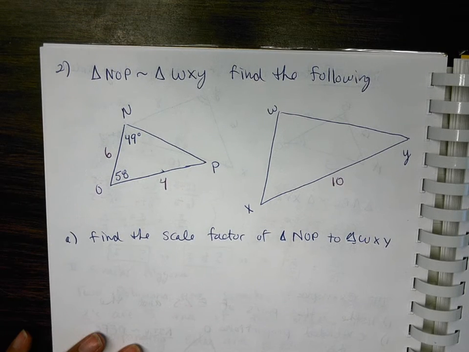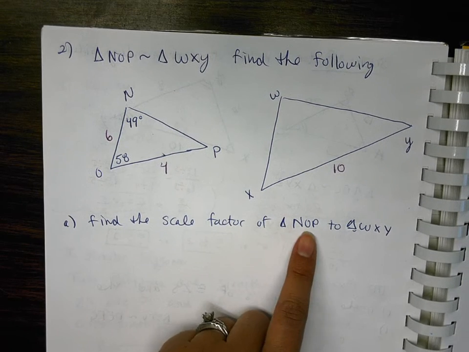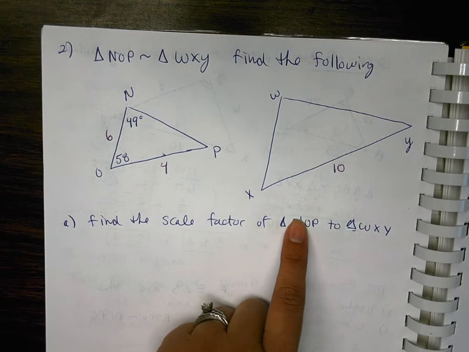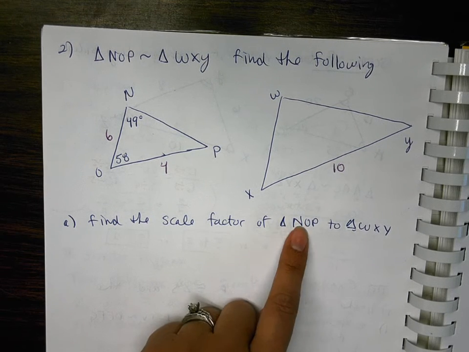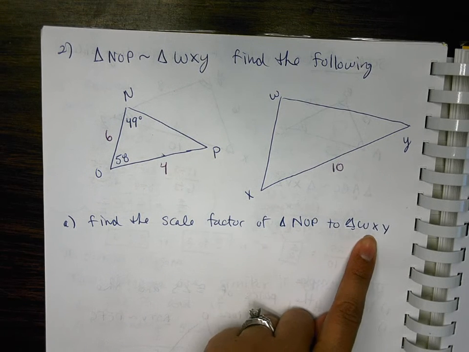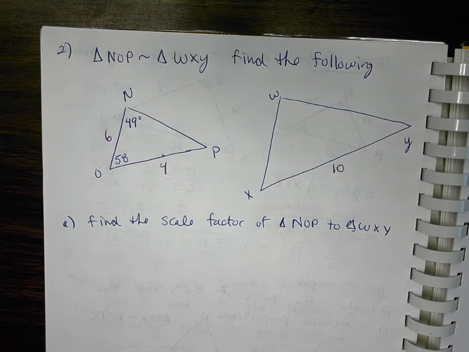All right, is it important to know which one comes first? Yes, it's important to know this statement from triangle blank to triangle blank. Which one's going to go at the top? NOP on top, bottom WXY. Now, you have to pick side lengths that have a matching corresponding side.